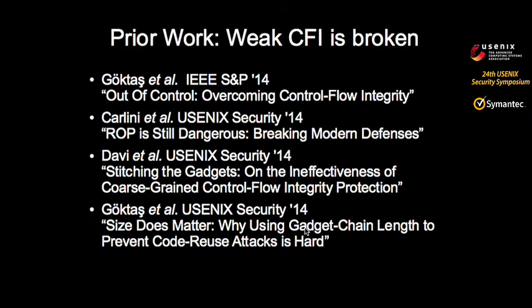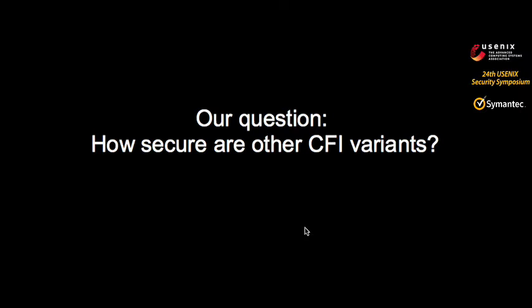Now, prior work in CFI has done both of these things. It's coarsened the control flow graph and removed the shadow stack, and it's broken. There were a whole bunch of papers last year that showed that all of these schemes which do both of these things are broken. So don't do that, that's pretty clear. But the question is, what about other CFI variants?